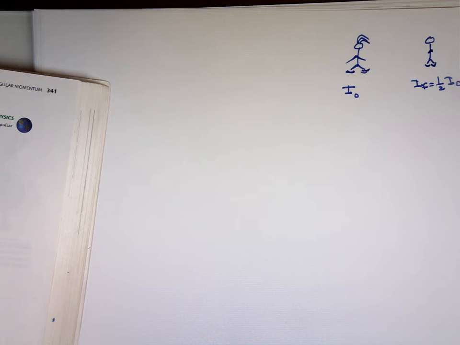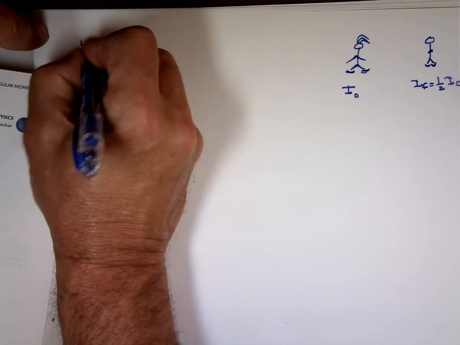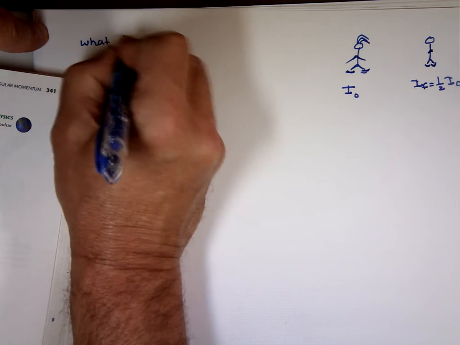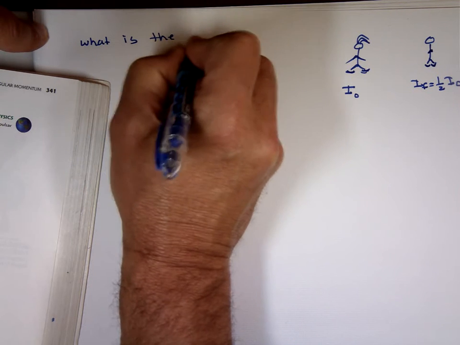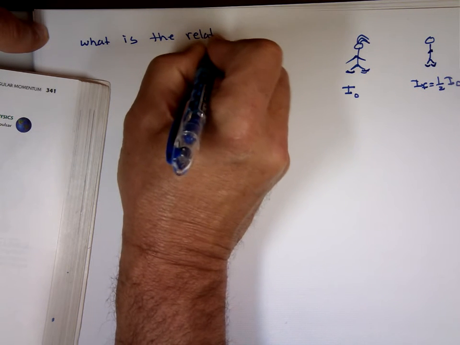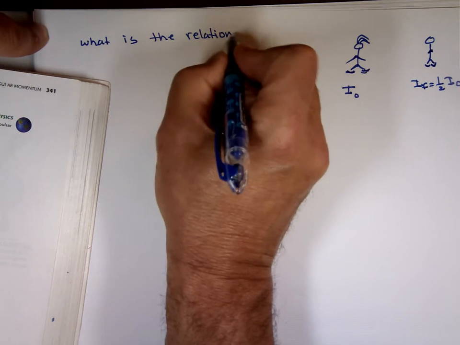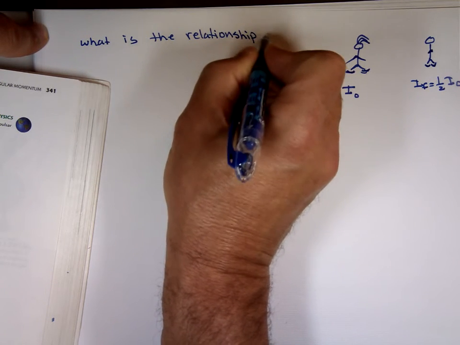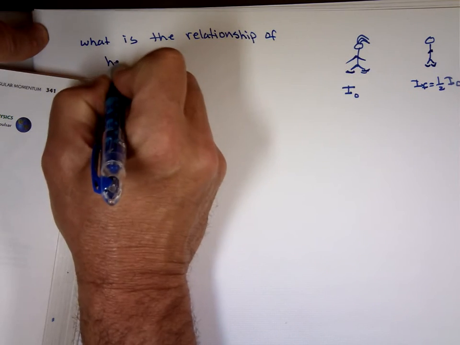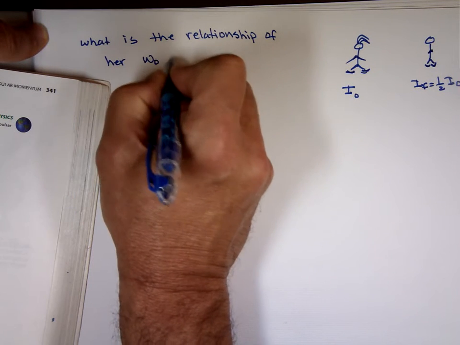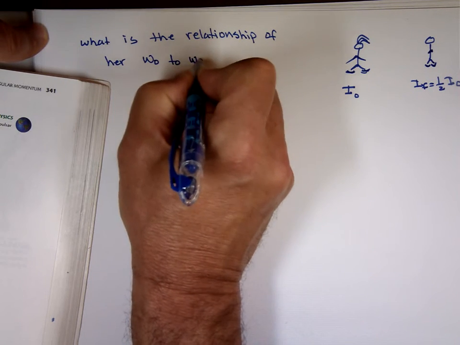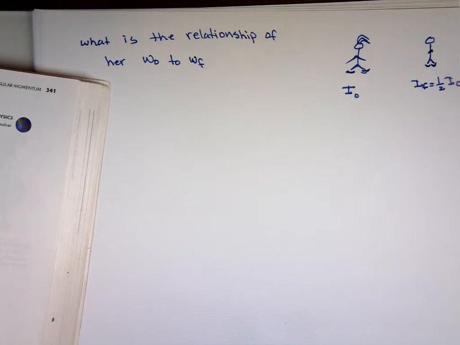My first question: what is the relationship of her final angular speed to the initial angular speed, or the initial to the final? Is the final speed going to be double? Is it going to be tripled? What is it going to be? Or does it stay the same?